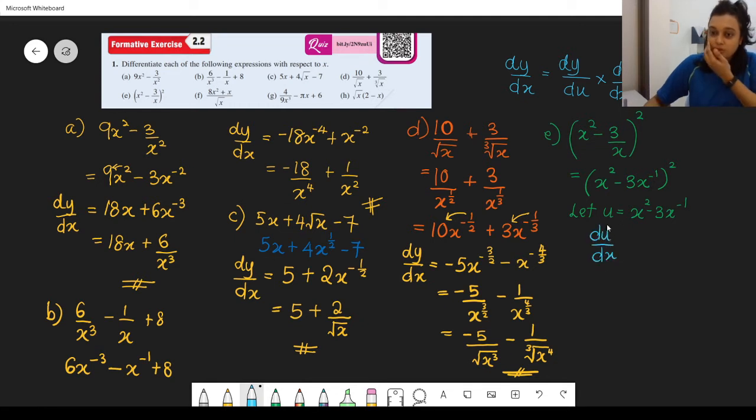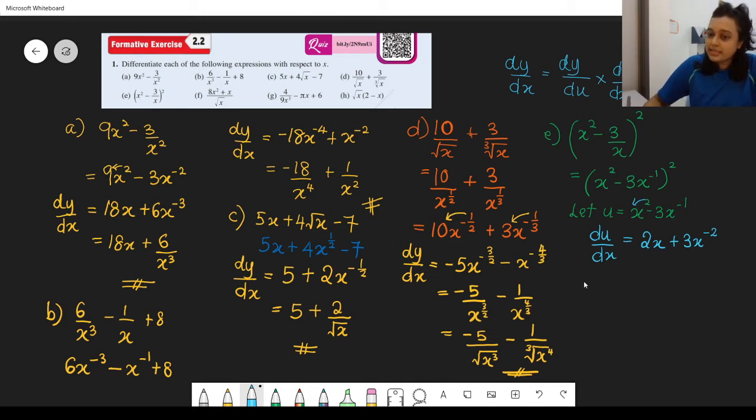Because this is u, this is the equation u. You differentiate with respect to x because all over here is x. So here you will get 2x. Bring down the 2. Then -1 times -3, positive 3. x, -1 minus 1, minus 2. Okay, done. This is your du dx.